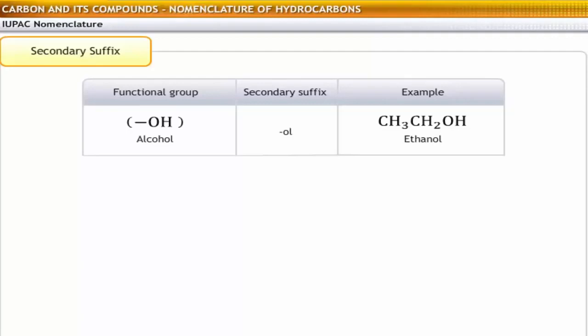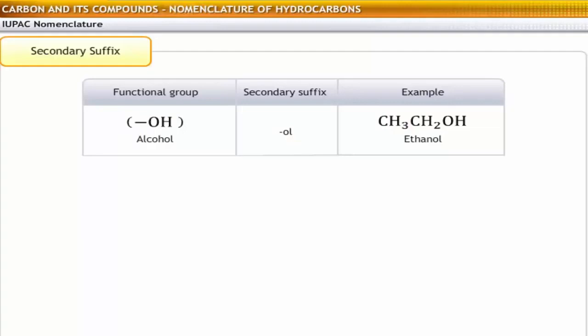For example, a molecule of ethyl alcohol contains 2 carbon atoms, so the root word is eth. It is saturated, so the primary suffix should be "ane". But as there is a functional group OH in the molecule, remove the E from the name of the molecule and add the secondary suffix "-ol". Therefore, the IUPAC name of ethyl alcohol is ethanol.